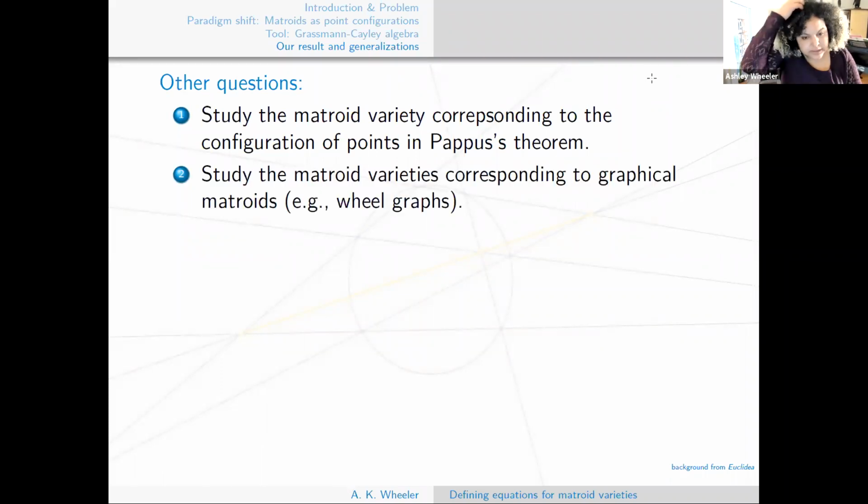We also want to study matroid varieties given by graphical matroids. With every graph, there's an incidence matrix, and you can define a matroid on that incidence matrix. A class of examples that gives tractable but non-trivial matroid varieties is wheel graphs. So these are n-gons with a spoke in the middle.